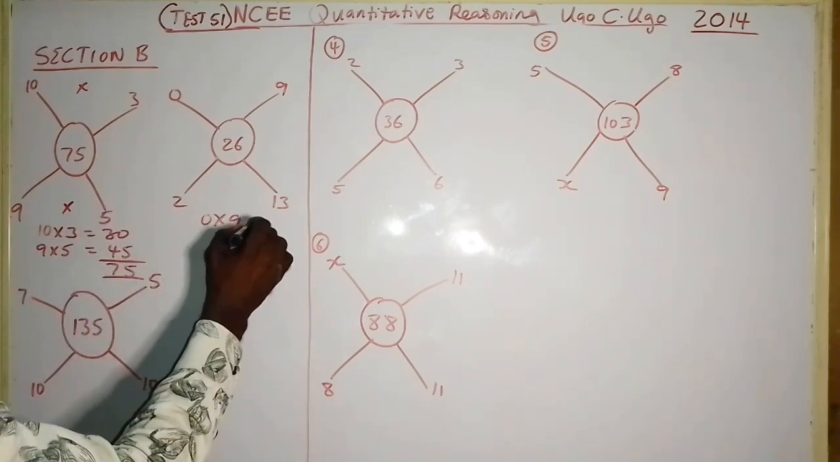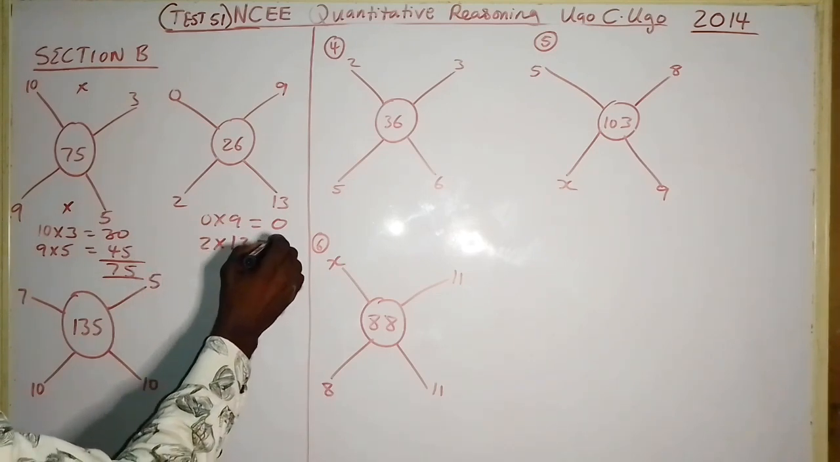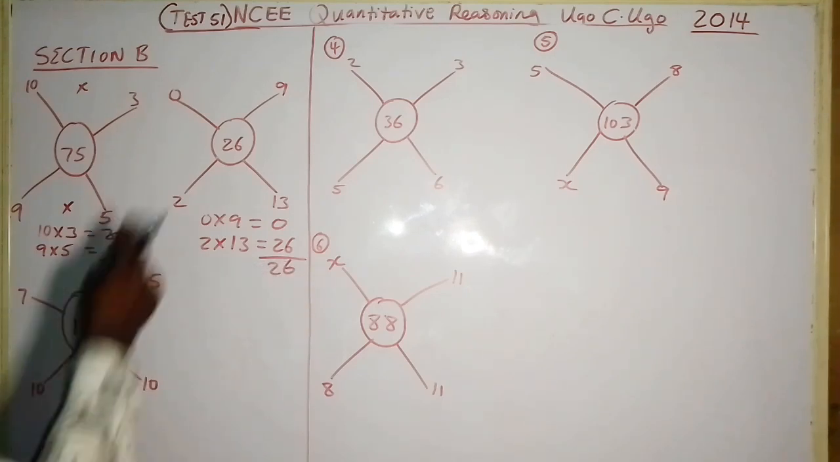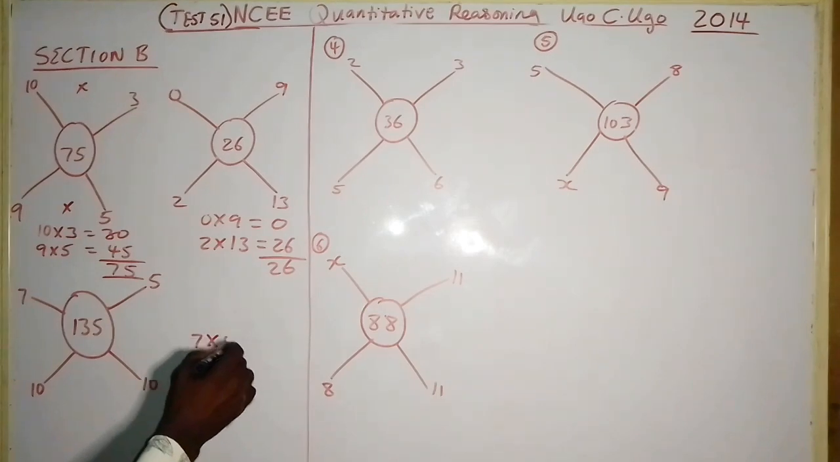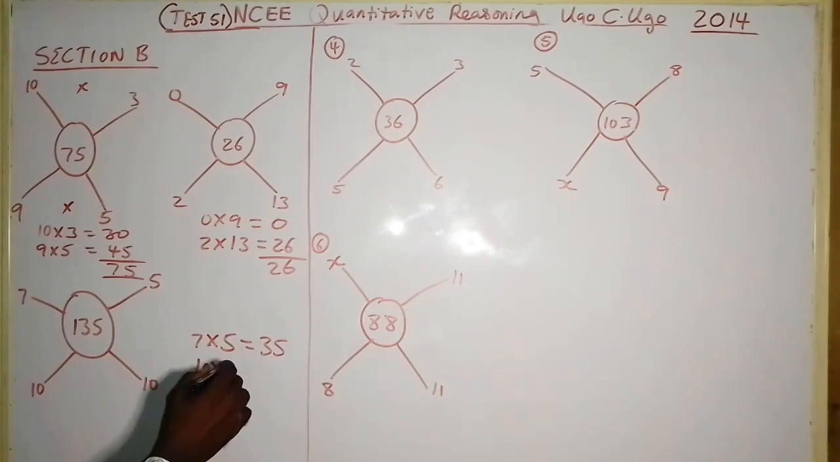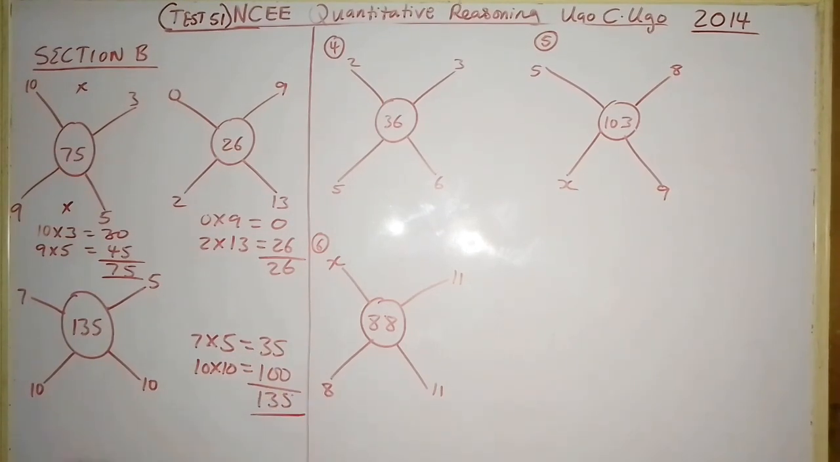0 times 9 equals to 0. 2 times 13, this will give us 26. So 0 plus 26 will give you what? 26. That's how you get a number inside the box. Let's go for the next one. 7 times 5 will give us what? 35. 10 times 10 will give us what? 100. So 100 plus 35 will give us 135. That's how you get your answer.